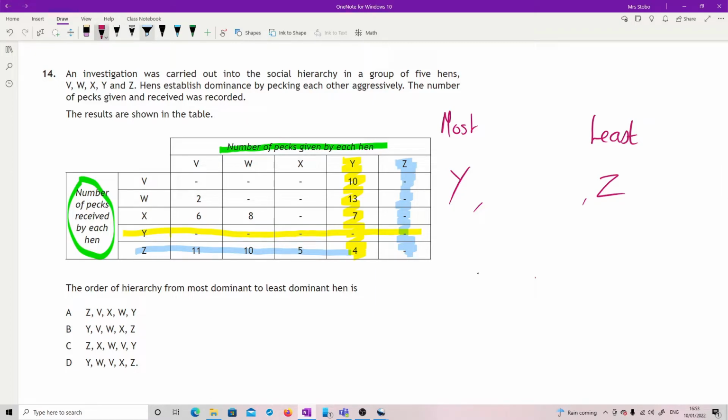So if I'm looking for the next level for least dominant, you can see quite clearly here that X only pecked Z. So Z was at the very, very bottom, and X was not much better, because X still got attacked by all the rest of them. And then we're looking for the next one up again. So we're going to W for the same logic and V for the last. So Y, V, W, X and Z.